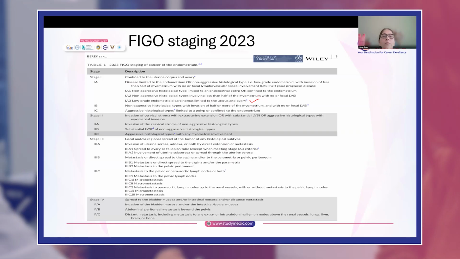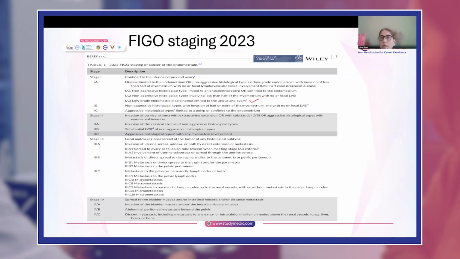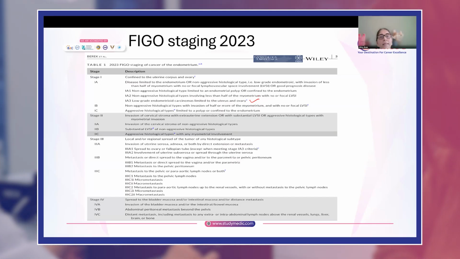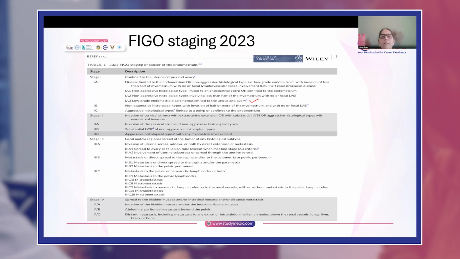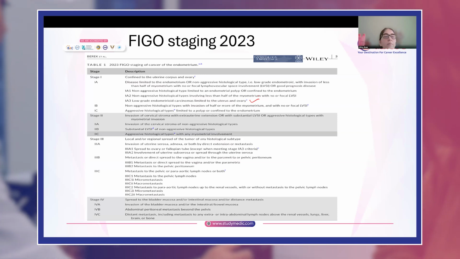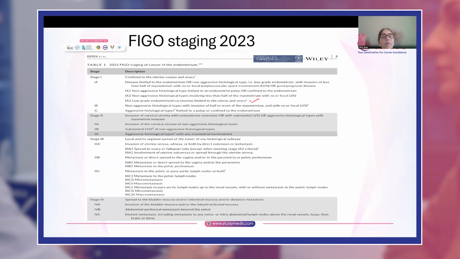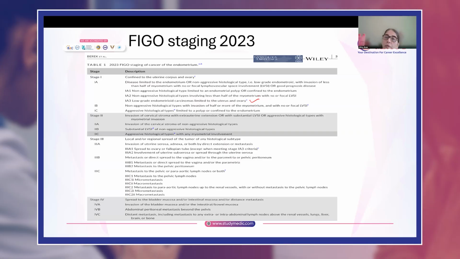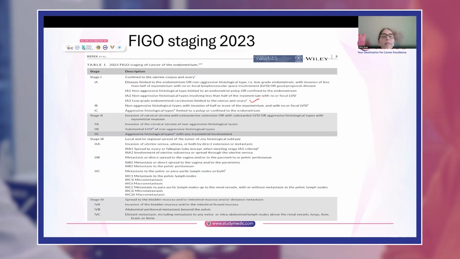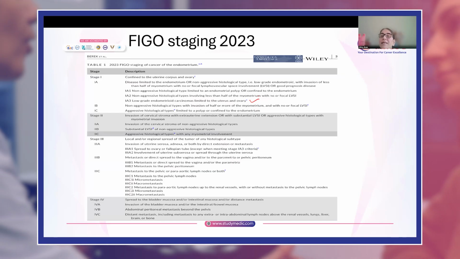Okay. And from the serosa, the adnexa have also been involved, or both serosa and adnexa, and there is direct extension or there is metastasis. Then it becomes stage 3A. 3A1 is when there is spread to the ovary or the fallopian tube, except when it is meeting stage 1A3 criteria.